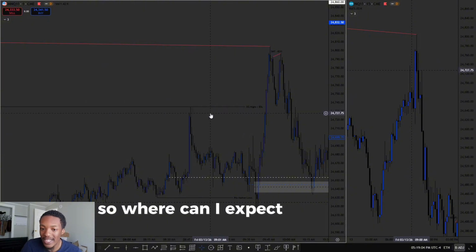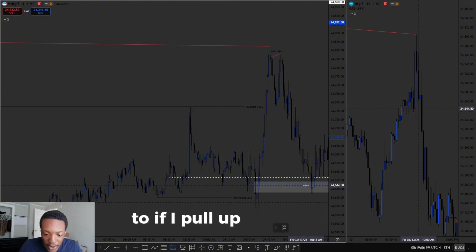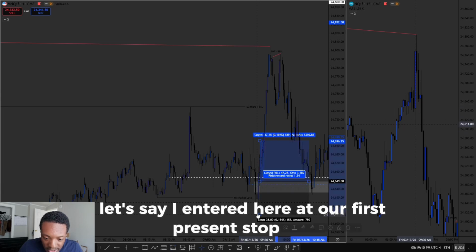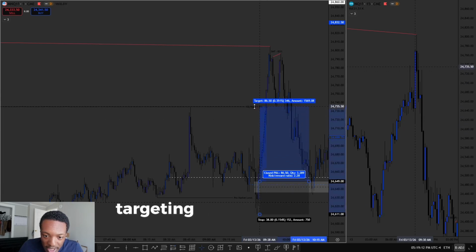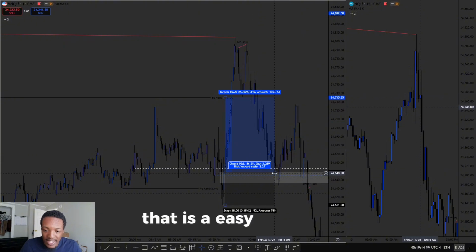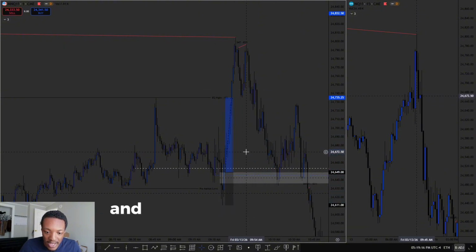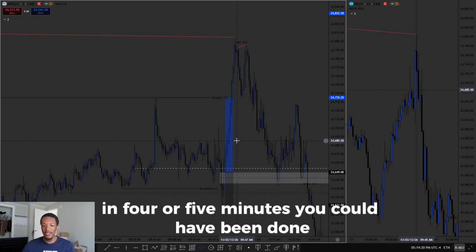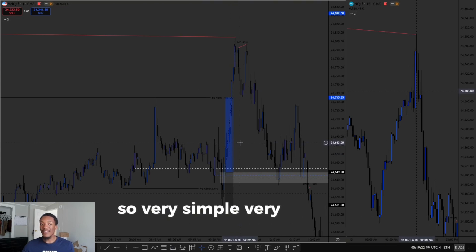So here we have perfect equal highs. So where can I expect the market to draw to? If I pull up my tool here, let's say I entered here at our first presented, stop loss below the swing high, targeting those perfect equal highs. That is an easy 1 to 2 trade, and you could have been done today in 4 or 5 minutes. You could have been done. So very simple, very textbook trade.